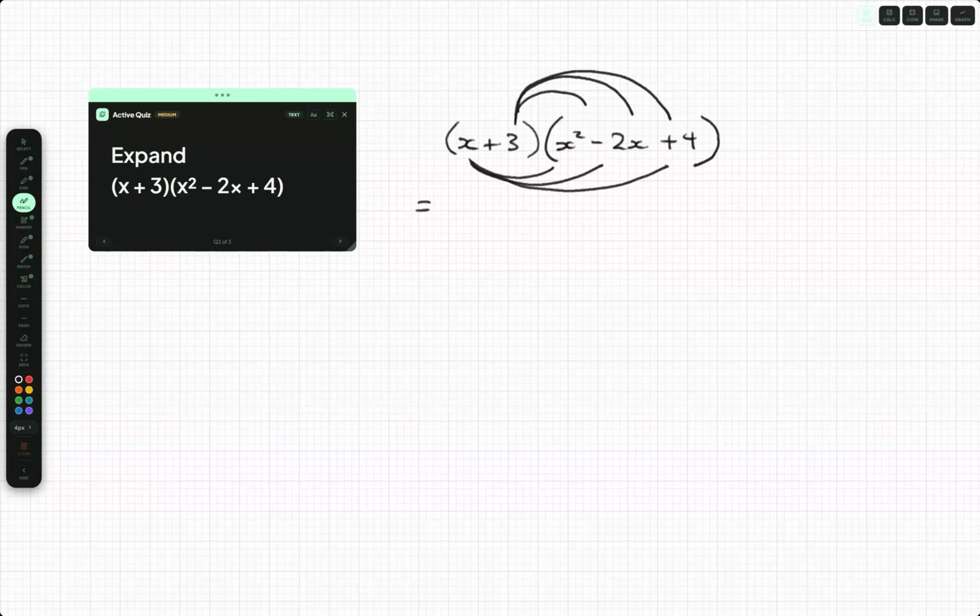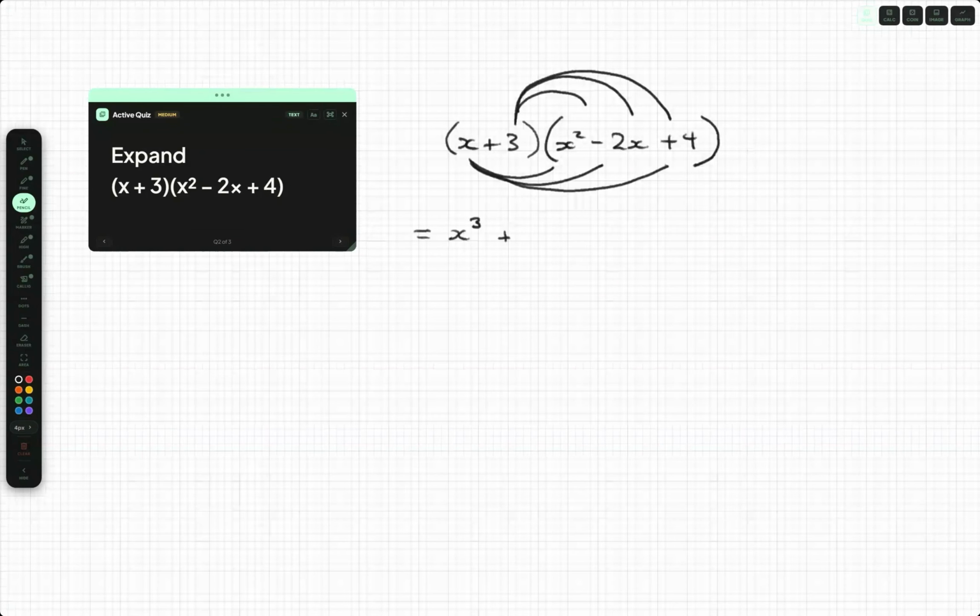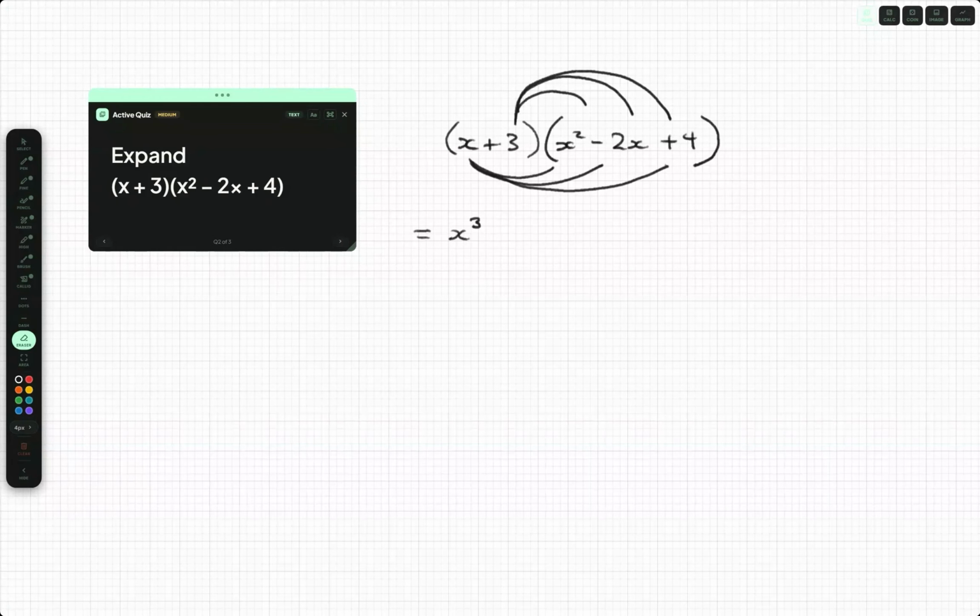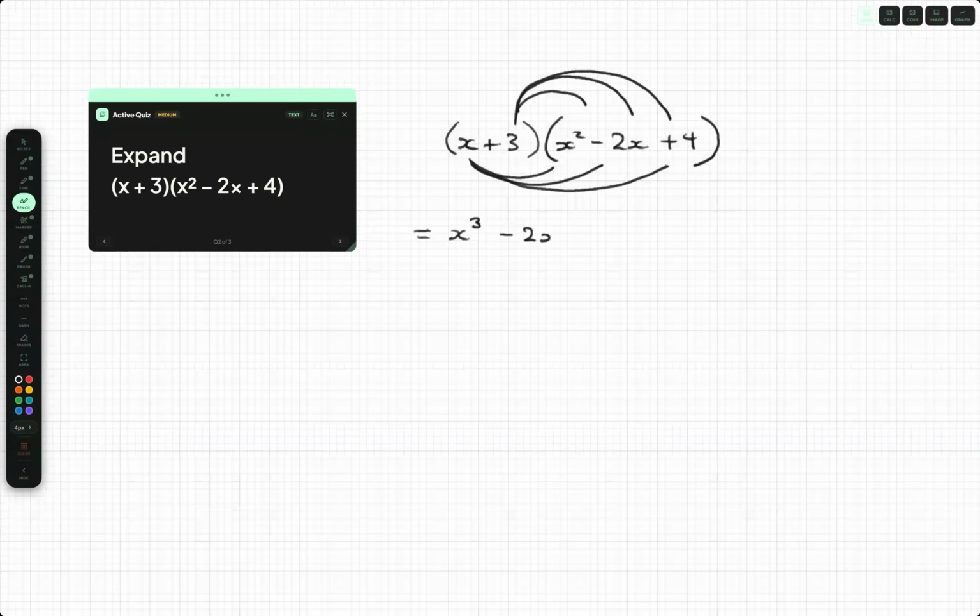All right, so let's make some space actually. Right, so down here, first up, x times x squared. Well, x times x squared is x cubed, or x to the power of 3. x times negative 2x is going to be negative 2x squared. And x times positive 4 is going to be plus 4x.